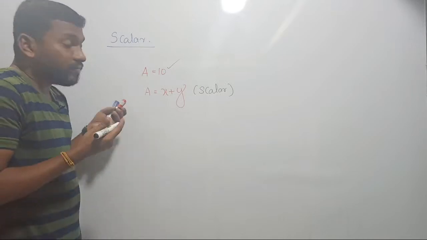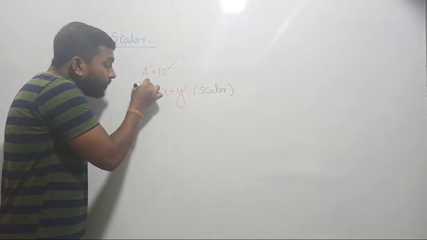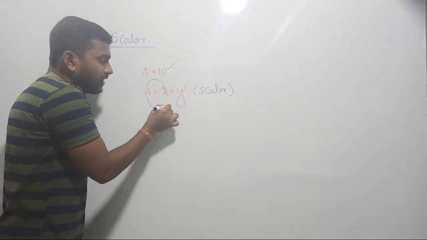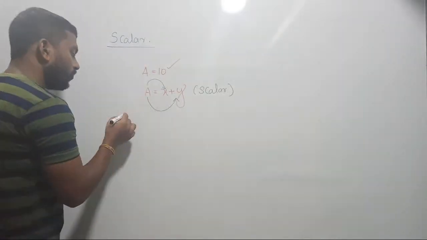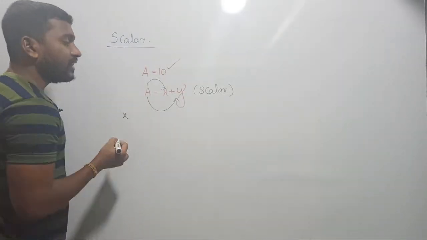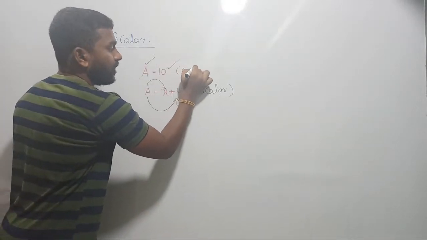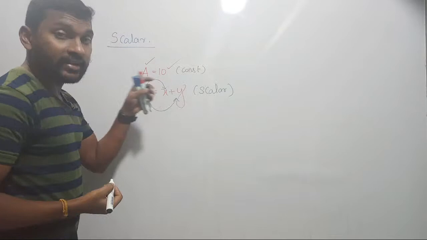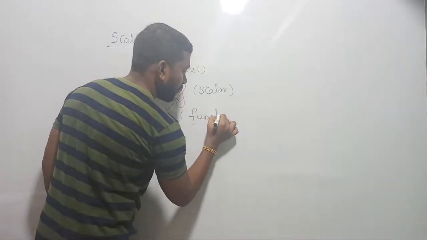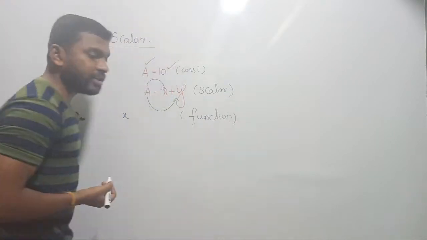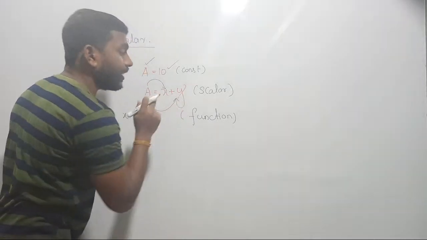No, it has some values. The quantity A is depending on two independent variables. That's all. One is x and another one is y. There is no specific direction for this. For example, here your A is a constant. You have to understand the difference between this. A is a constant, but here A is a function. What is the difference? Function means this quantity is depending on some independent variables x and y.